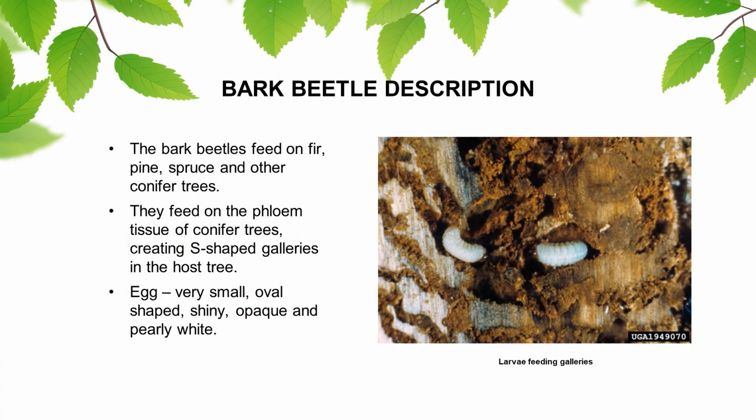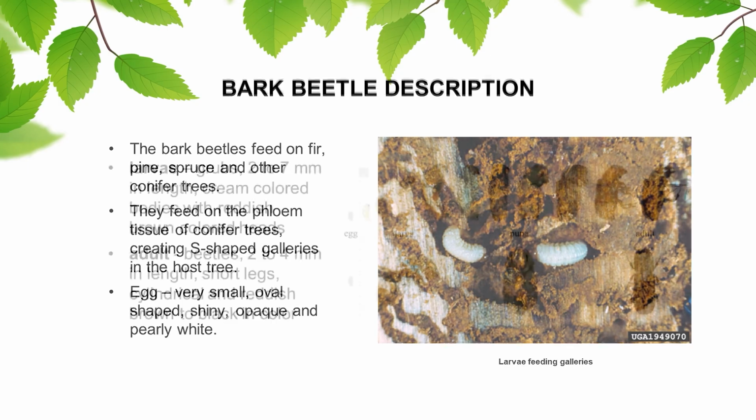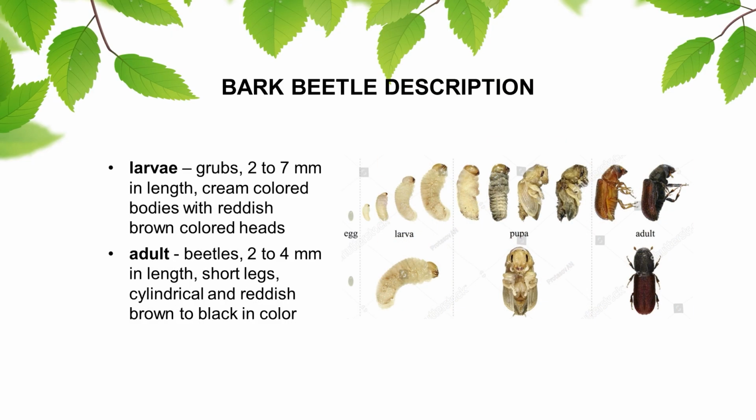Bark beetle description. The bark beetles attack fir, pine, spruce, and other conifer trees. They feed on phloem tissue, creating S-shaped galleries under the bark of the host tree. Their eggs are very small, oval-shaped, shiny, opaque, and pearly white in color, and found in the galleries inside the tree. Bark beetle larvae are small grubs, 2 to 7 millimeters in length. Their bodies are cream-colored with reddish-brown colored heads.